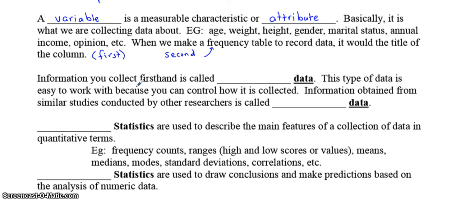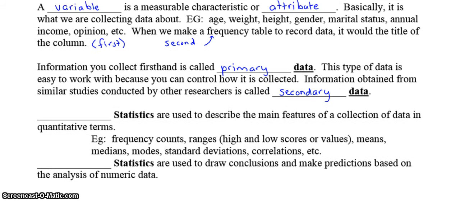So, information you collect firsthand is called primary data. So that's basically, if you collect the data yourself, it's called primary data. This type of data is easy to work with because you can control how it is collected. Information obtained from similar studies conducted by other researchers is called secondary data. So for instance, if you got data from the internet or from a book or an article that you read, that would be secondary data. That's data that came from somebody else.